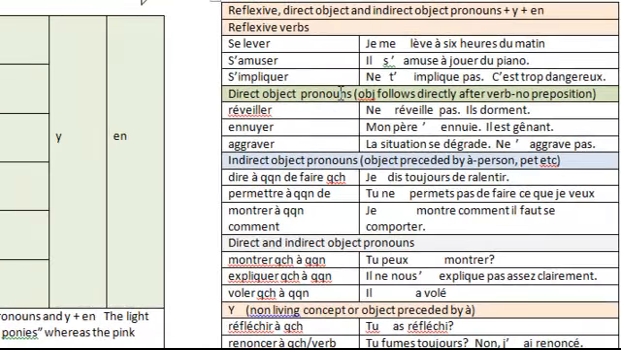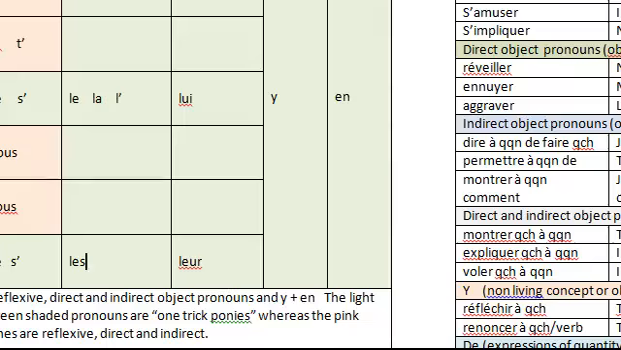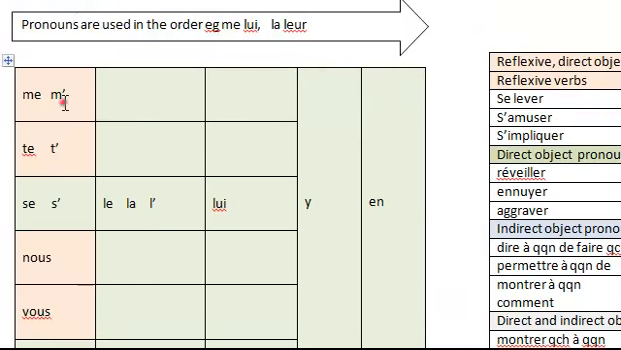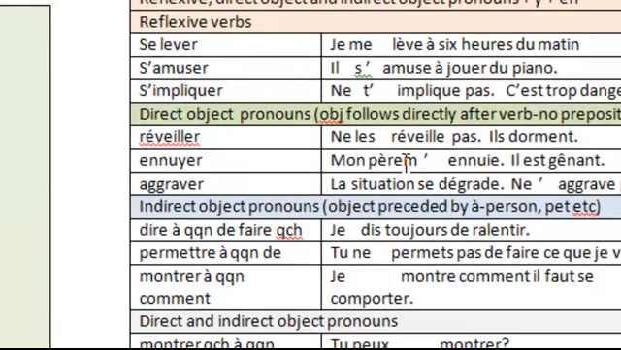So, moving down to here, using the verb réveiller, to wake, which can also be used reflexively. Don't wake them will be this form. Ne les réveille pas. And then down to here, ennuyer, to bore. My dad bores me, he's embarrassing. Mon père m'ennuie. Il est gênant. And then aggraver, to make worse. La situation se dégrade, the situation's going downhill. Don't make it worse. Ne l'aggrave pas. So la situation, la becomes l' because it's before the a there.